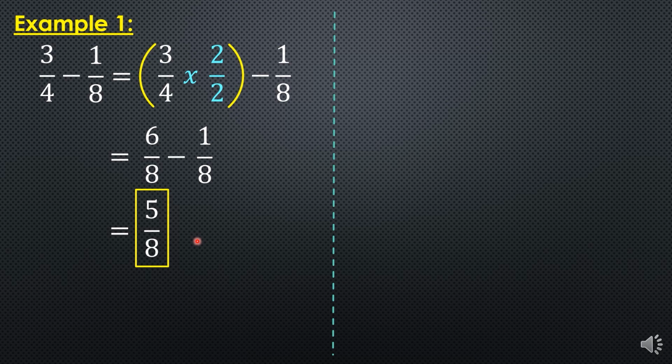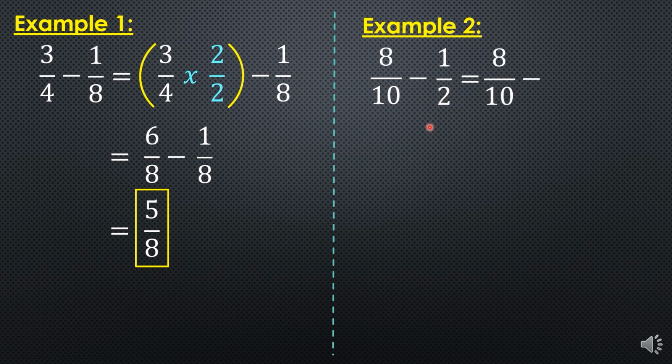Let's have example number 2. 8/10 minus 1/2. The denominators are 10 and 2. So we are going to change 2. Copy 8/10 minus 1/2, and then we are going to multiply this by 5/5. Now why 5/5? Because 2 times 5 equals 10.